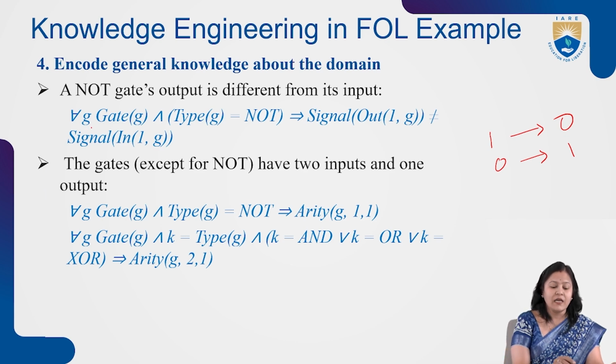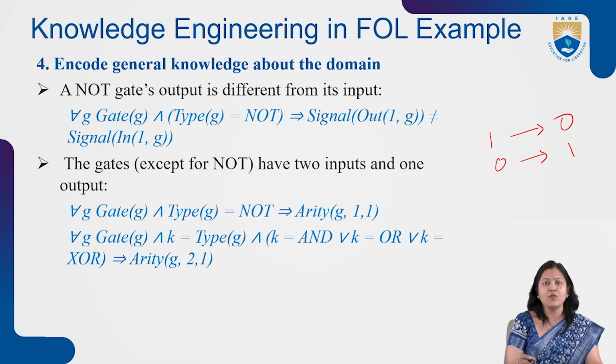For all G, gate G and type of G is equal to NOT, that implies the first output signal from the gate is not equal to the input signal from G. You might be wondering why it is written 1: because there is only one output and only one input. So the output signal from the gate is not equal to the input signal from the gate. This is the way we can represent the NOT gate.